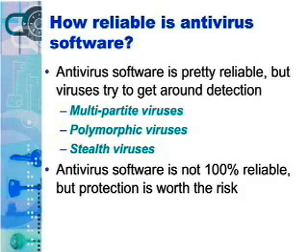Polymorphic viruses mutate to escape detection by changing their signatures. Stealth viruses remove their signatures from a disk-based file and temporarily conceal themselves in memory. Antivirus software can find stealth viruses only by scanning memory.